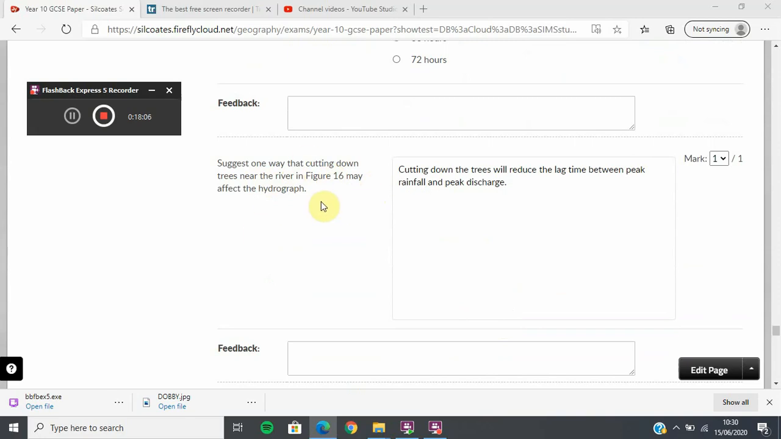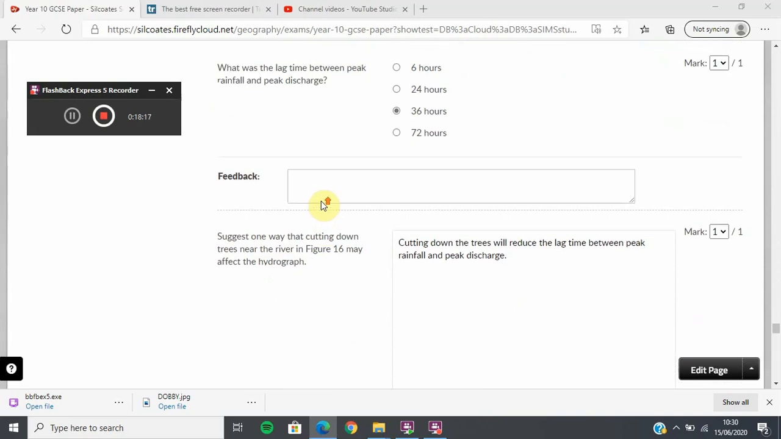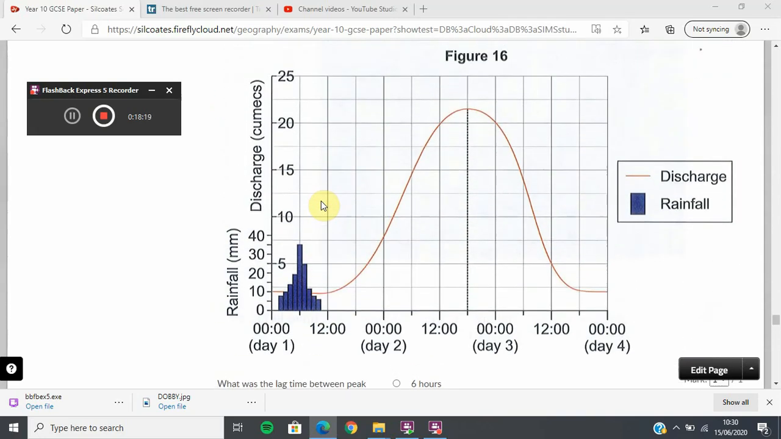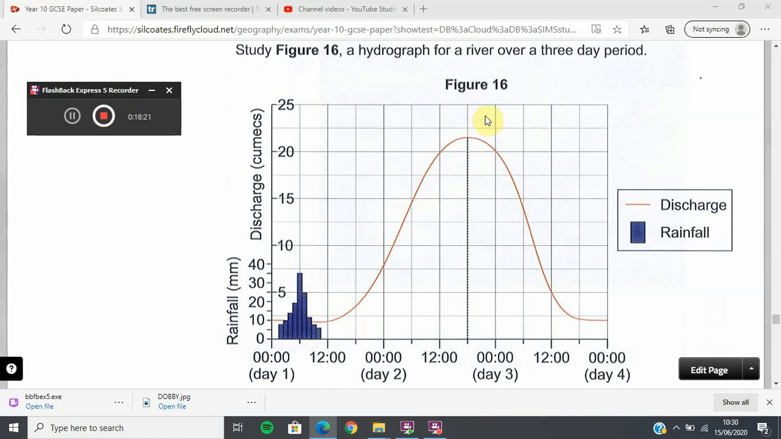A few of you gave a correct answer, as in you knew what would happen, but you didn't say what would change on the hydrograph. Okay, so if we cut trees down, let's just scroll back up to the hydrograph itself. If we cut trees down, the lag time is going to be decreased.